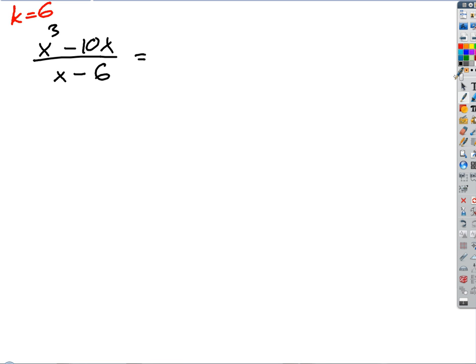Now, what do we end up with? How do we do the synthetic process? You make an L. Okay, I make my bracket. You put the 6 on the left-hand side of the vertical line. Okay, good. So the value of k goes out front.